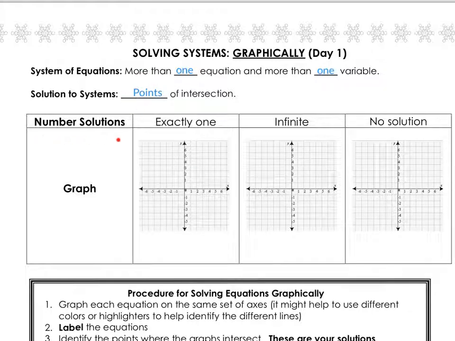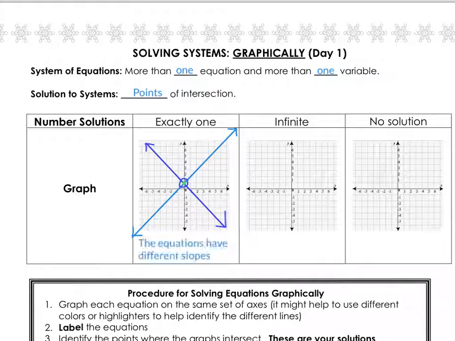So our number of solutions will change. Sometimes we can have exactly one. That means that we have two lines that intersect at one point. An example might be something like this. You can see here that they intersect at one point. So this one point of intersection would be my solution. We can see it right here, one point where they intersect. And that happens when the equations have different slopes.